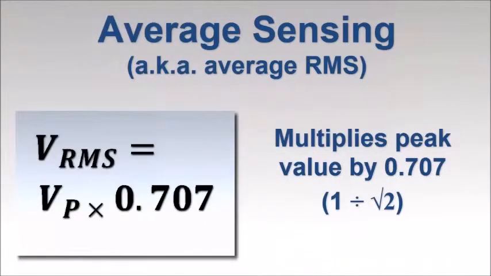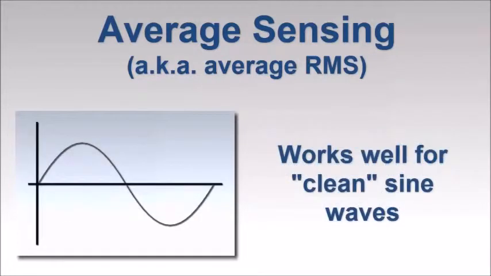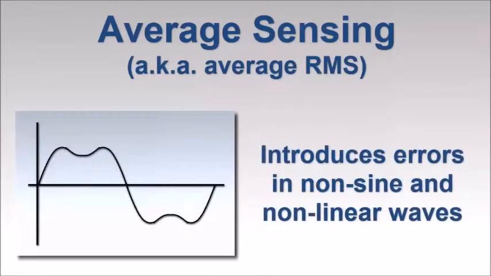Some low-end instruments employ a technique known as average sensing, sometimes referred to as average RMS. This entails multiplying the peak AC voltage or current by 0.707, which represents the decimal form of 1 over the square root of 2. For electrical systems where the AC cycle is sinusoidal and reasonably undistorted, this can produce accurate and reliable results. Unfortunately, for other AC waveforms, such as square waves, this calculation can introduce significant inaccuracies.